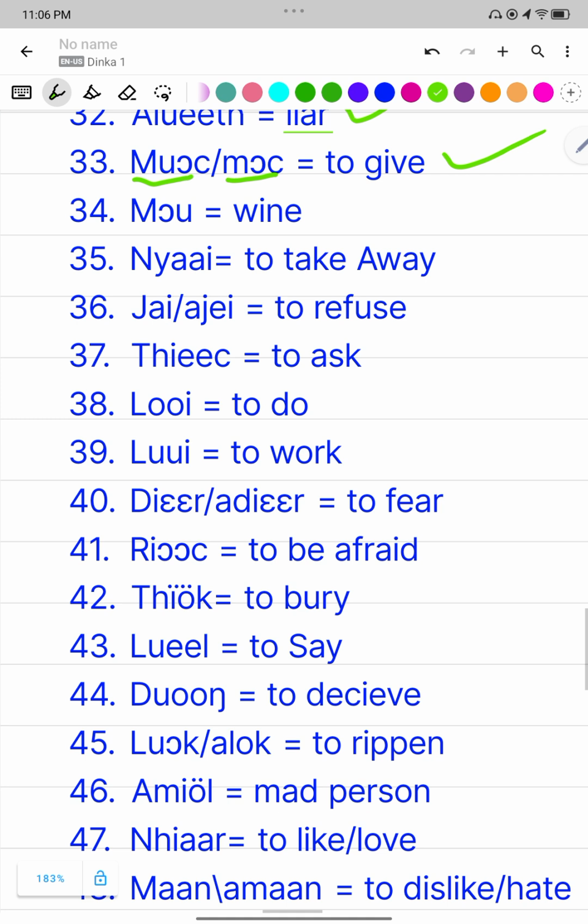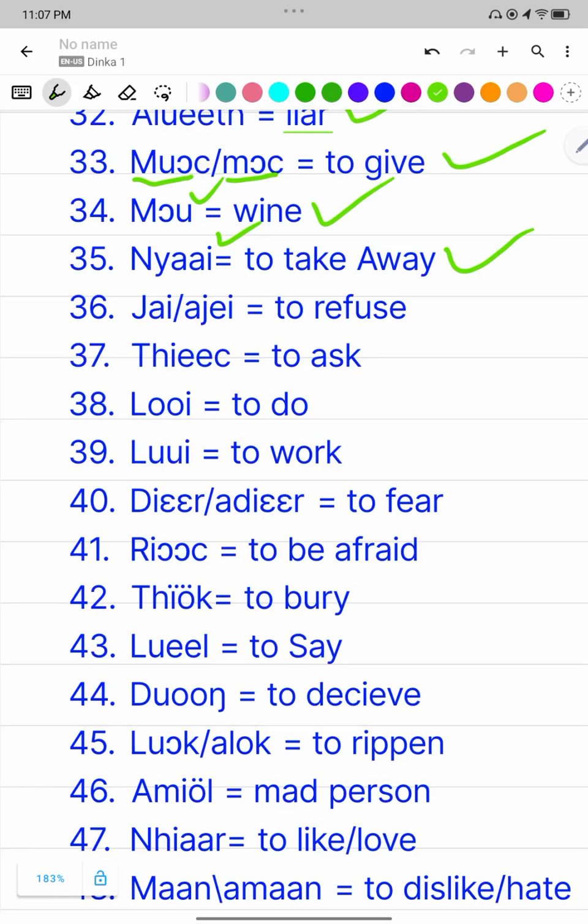Number 34. Mow. Mow means wine. Number 35. Nyai. Nyai means to take away. Achueng nyai means they have taken away the cow.